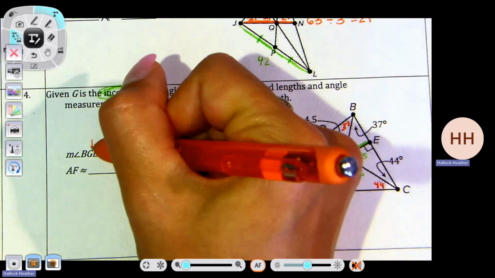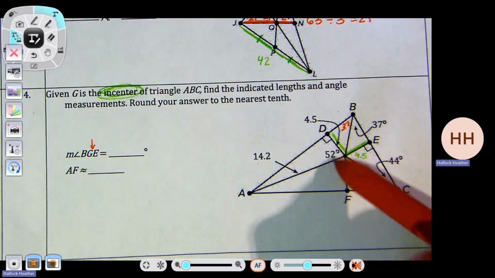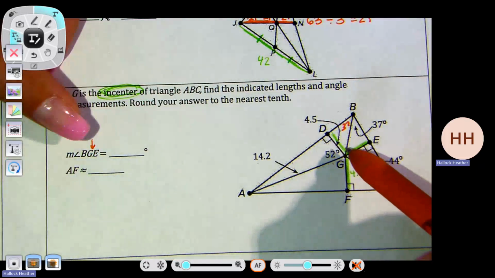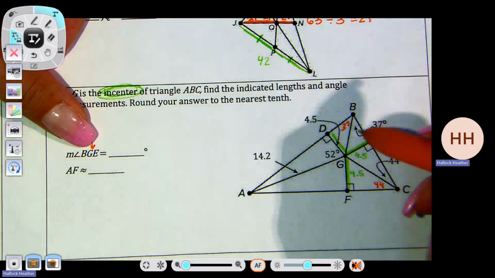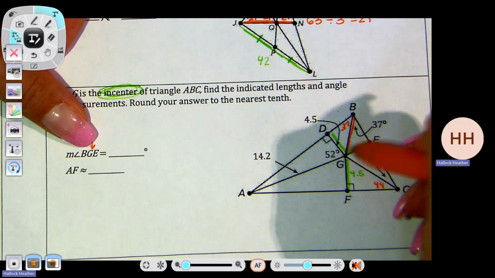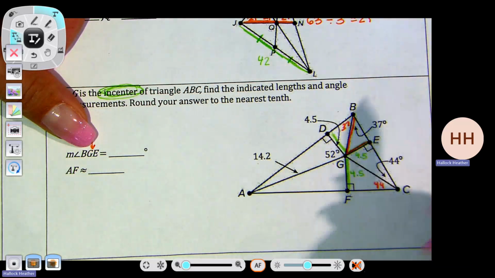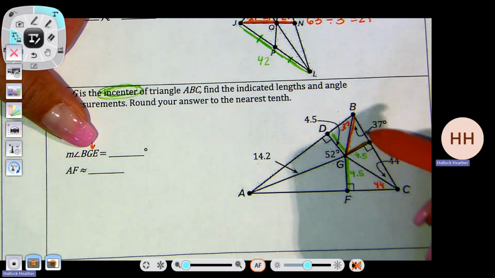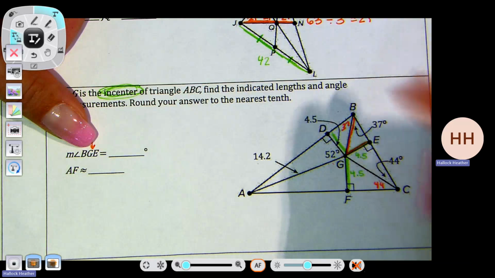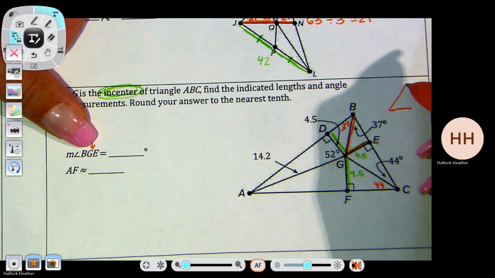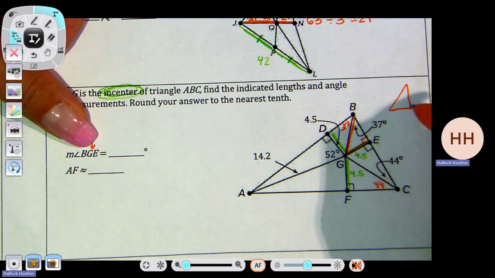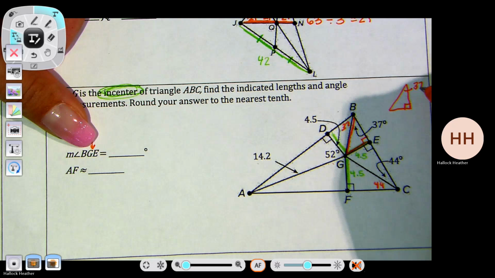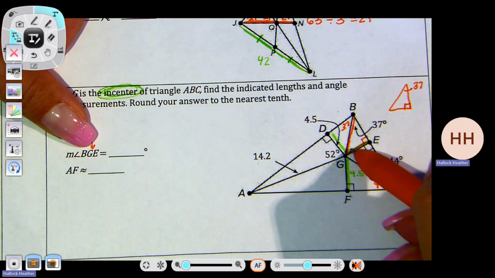We're looking for the middle letter. G goes in a bunch of different directions, so that's why we have to look at the other two letters. B to G to E is talking about this angle being created right here. If you notice, this represents one of the little right triangles in the picture. So if I draw it off to the side, I have a right angle here because if this side's 90, this side's 90. The top is 37. I'm trying to find this angle right here.